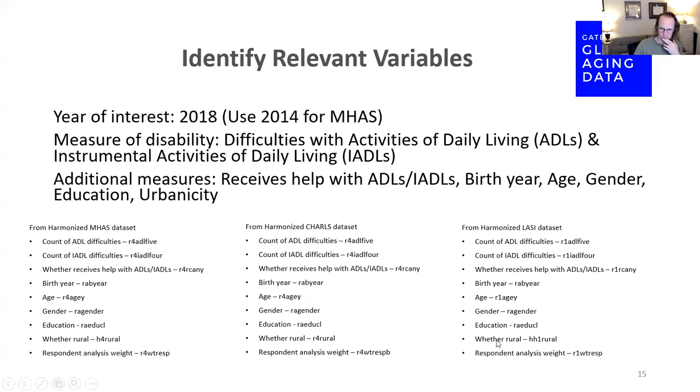Also, in the CHARLS, our weight variable is WTRESPB. CHARLS has kind of 3 levels of weights that they provide based on what you want to control for. This WTRESPB is the one that's most comparable because it deals with the household and individual non-response rates. It's most comparable with the weight that we have for MHAS and for LASI.